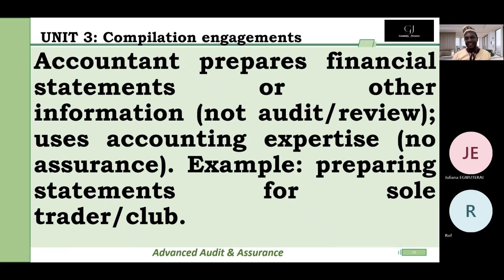All right. So let's look at compilation engagements. That's the third unit on the audit-related services. The accountant prepares financial statements for compilation engagements. Agreed upon procedures are not necessarily financial statement preparation. They may cover other areas, but compilation, as the word means, you compile, speaks to financial statements. So in the exams, if you see something like that, just let it resonate with you. Compile comes to preparation.